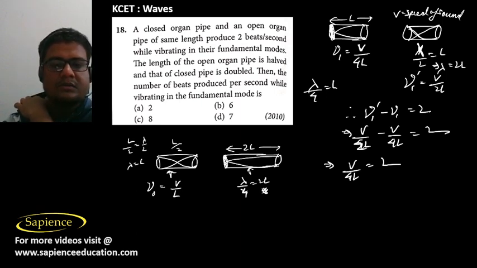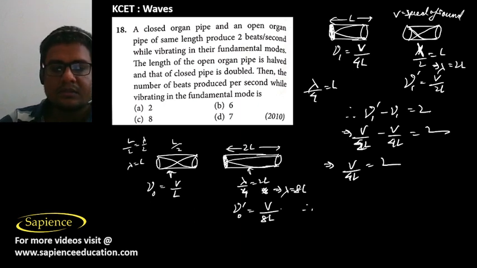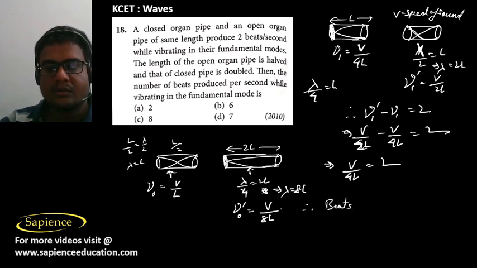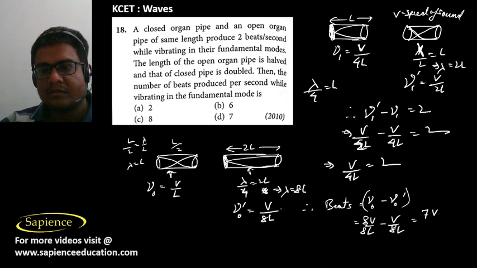Lambda by 4 is equal to 2L, so lambda equals 8L. Now here nu naught dash, the fundamental frequency, will be V by 8L. Therefore the beat frequency, beats meaning the number of beats that is heard, will be equal to nu naught minus nu naught dash. So that will be equal to V by L minus V by 8L, so that is 8 by 8L minus 1 by 8L. So this will be 7V by 8L.